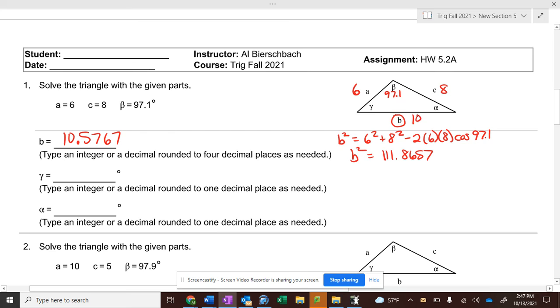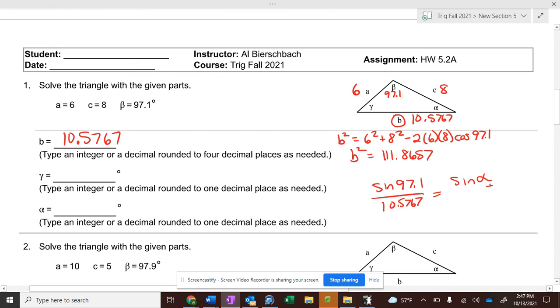And then once you have this, do I have opposites? Then you just do the law of sines. The sine of 97.1 over 10.5767 equals the sine of alpha over 6. Cross multiply, solve, bada bing, bada boom, you're done. Okay? Once you figure out this angle, then you subtract from 180 to find this angle. So that's not too hard, right?